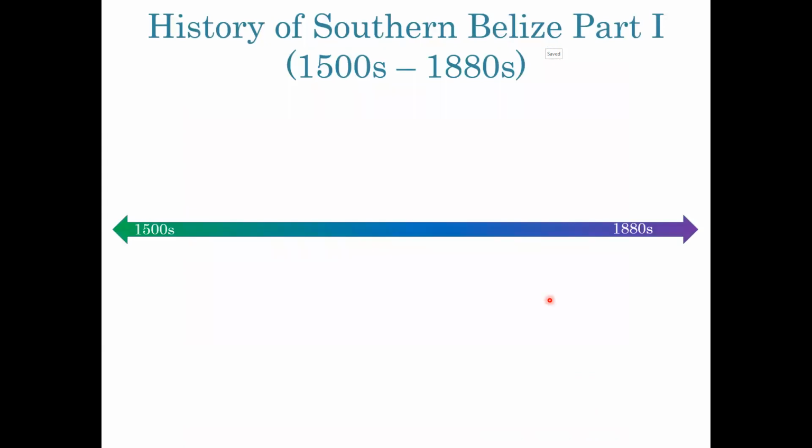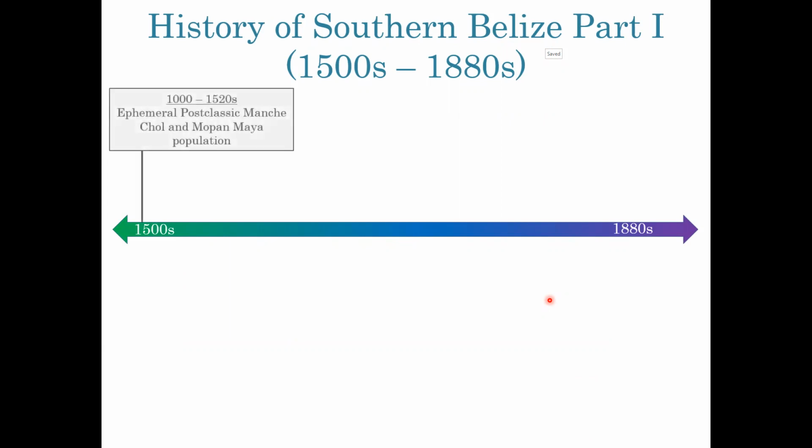So a quick history of southern Belize, as this informs these historic and social narratives of how people moved onto the landscape and then formed different and new villages. So we know that the classic Maya communities were there in the classic period from about 250 to 800, 900 CE, but we also know that there were ephemeral post-classic Maya communities in southern Belize. This is documented through different contexts from about 1000 to the 1520s. There were likely Manche Chol and Mopan Maya communities residing in the southern Belize area.